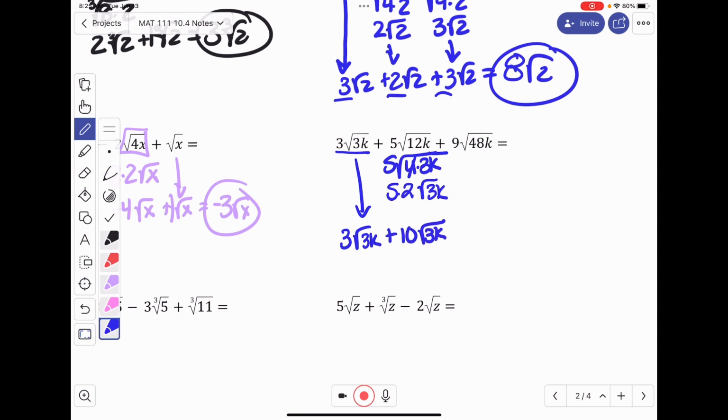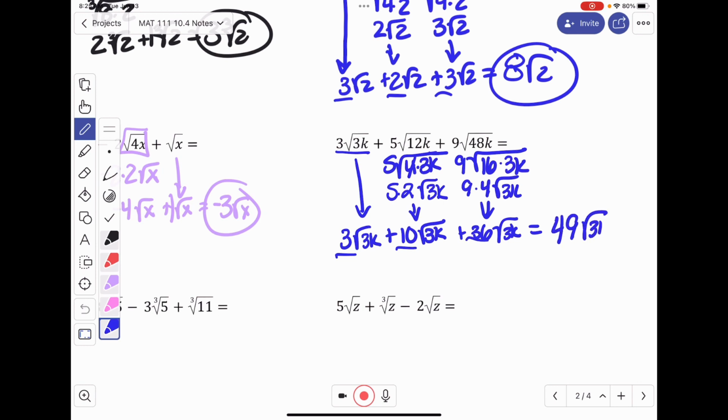All right. Now we're going to do this. 48 is 16 times 3. And then the square root of 16 is 4. And 9 times 4 is 36. Now all our radicals match. So 3 plus 10 is 13. Plus 36 is 49.